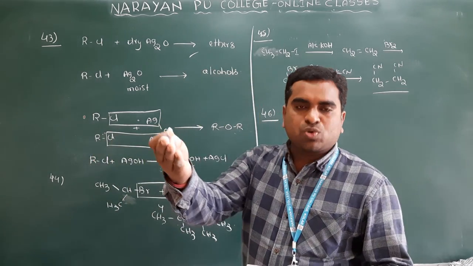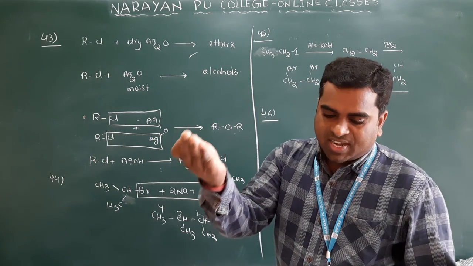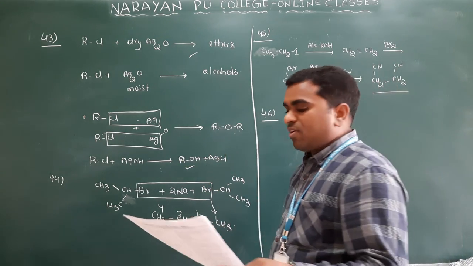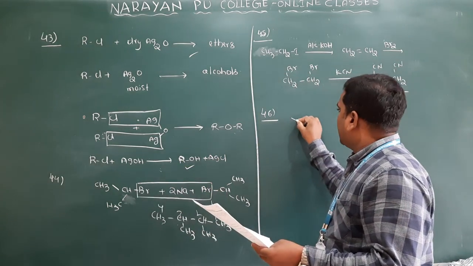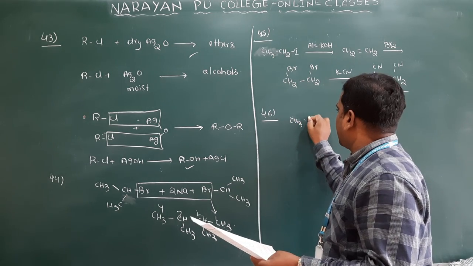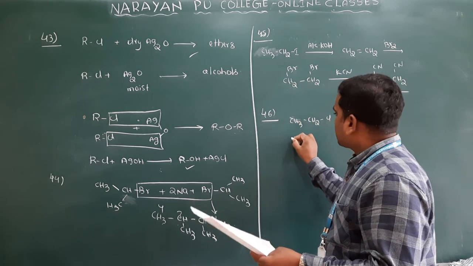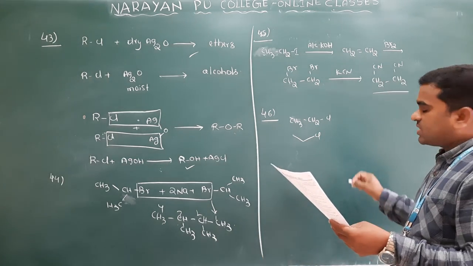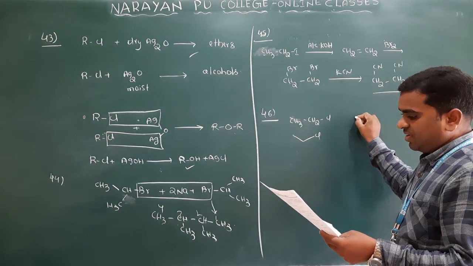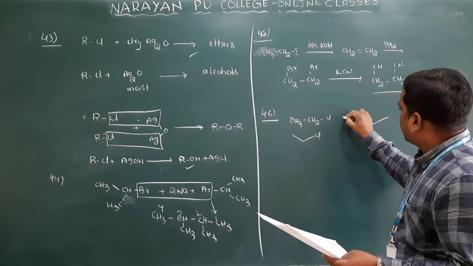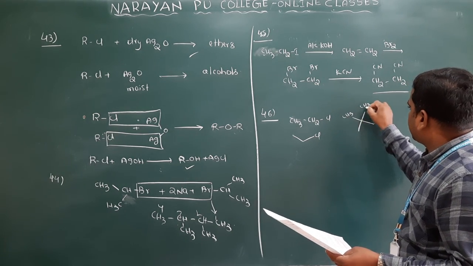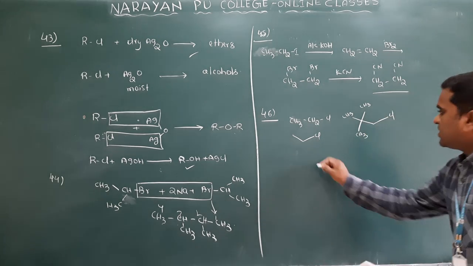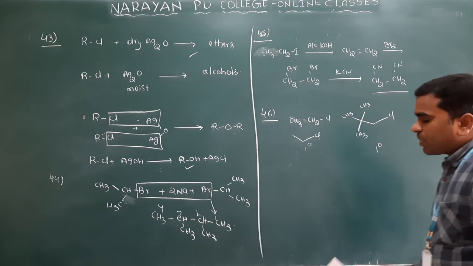If you see, the first one is a primary alkyl halide, and the second one is also a primary alkyl halide, but nearby there are so many bulky groups. The first one is CH3CH2Cl. In the second one, there is a CH3, here a CH3, and here a CH3, then CH2Cl. This is also a primary alkyl halide.